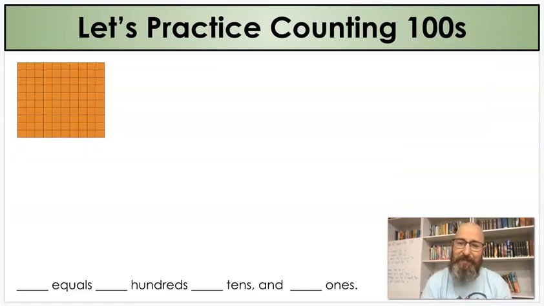What about this? Again, I just see 1. There's just 100 there. Nothing else, no tens, no ones. And 100 is worth 100. That was almost too easy, wasn't it?